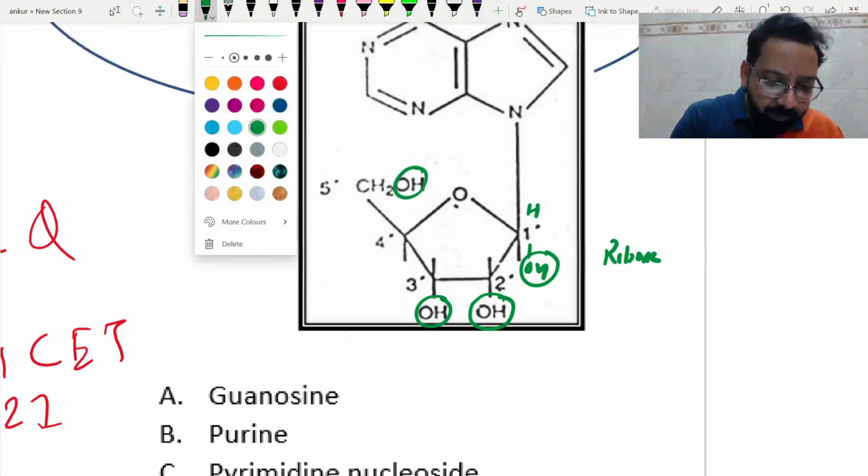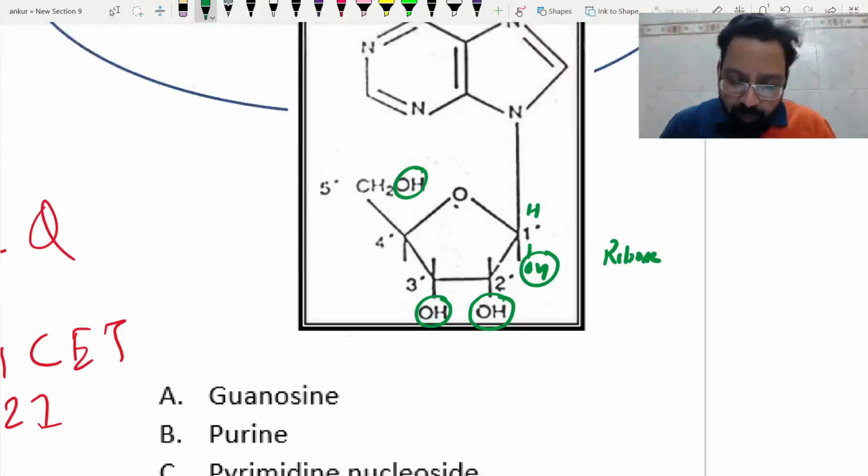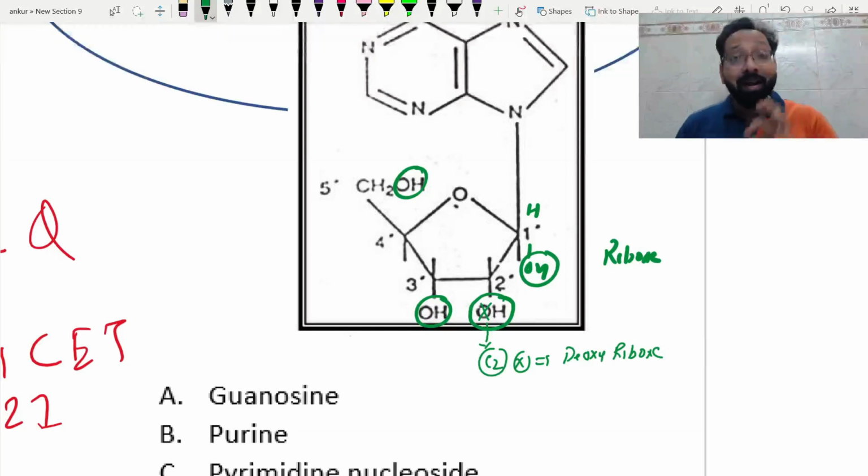But we found that in deoxyribose sugar, this oxygen is not there. If oxygen is removed at carbon number 2, this is called deoxyribose. So the main difference between DNA and RNA is sugar. In DNA there is deoxyribose sugar, in RNA there is ribose sugar.